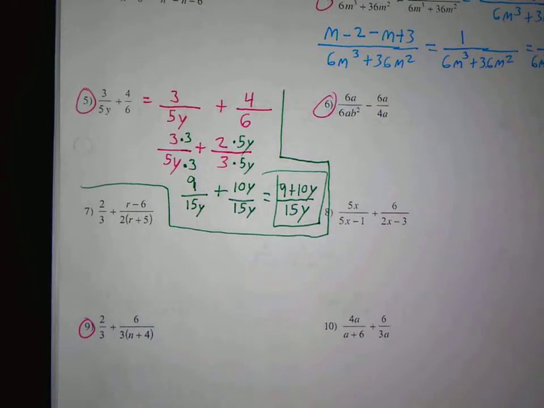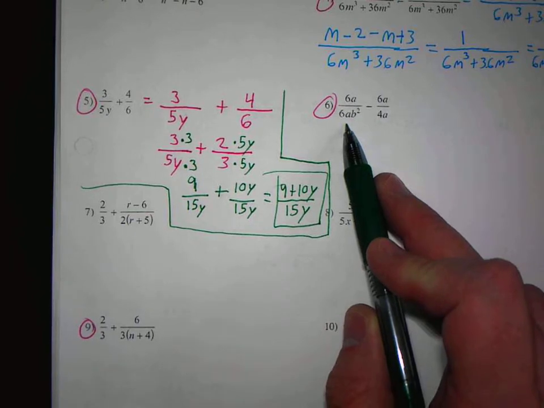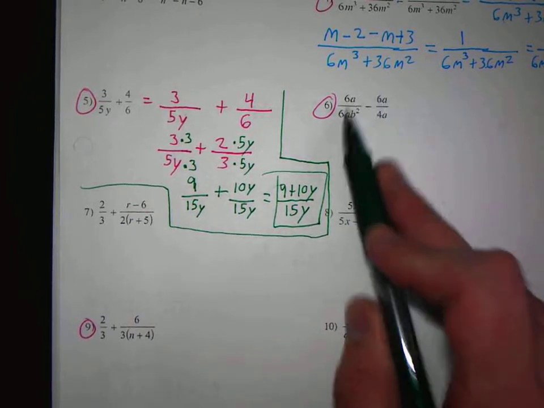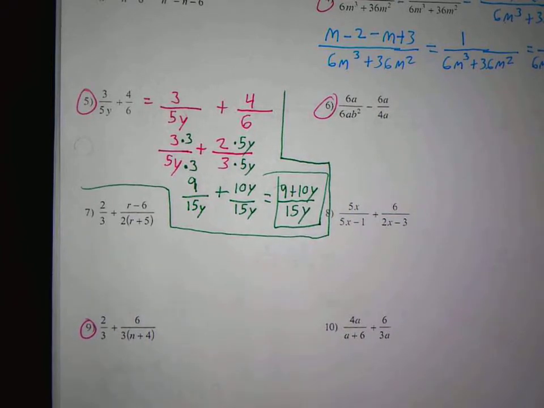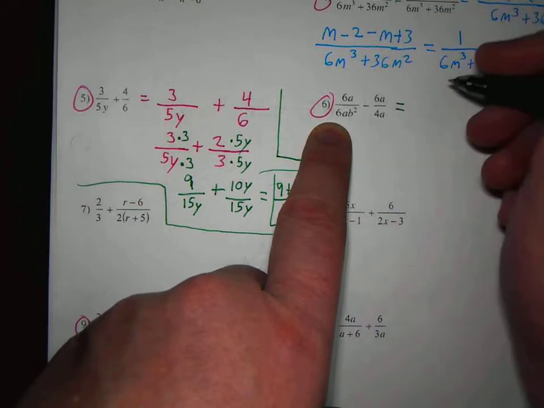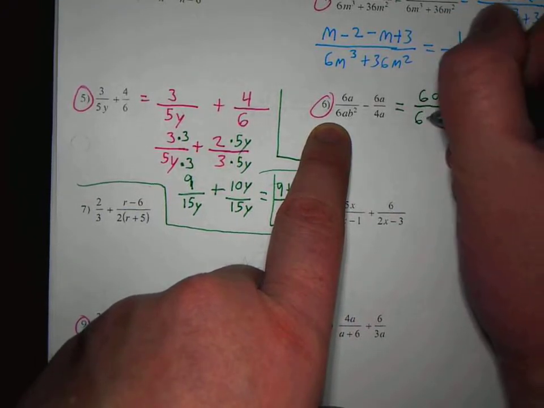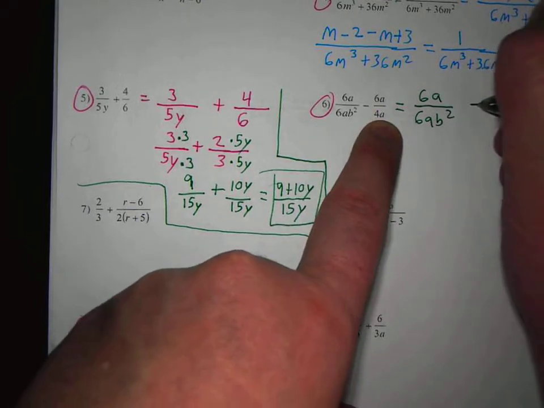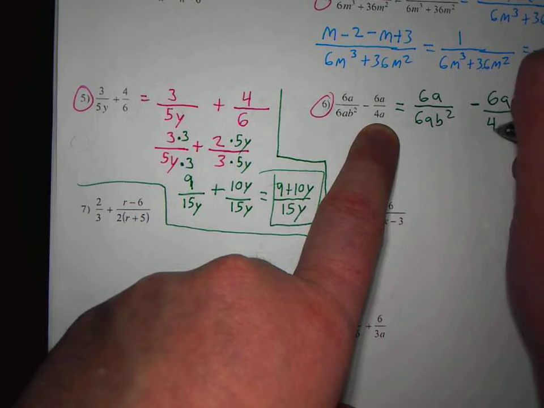Number 6. How about 6a over 6ab squared? Let's reduce before we do anything. Does anything cross off? No, I'm going to actually just, it's good practice because you always want to keep the original problem. It's good practice to just copy it again. That way you can see what the original problem was, because when you start crossing things off, you kind of lose track of the problem, right?